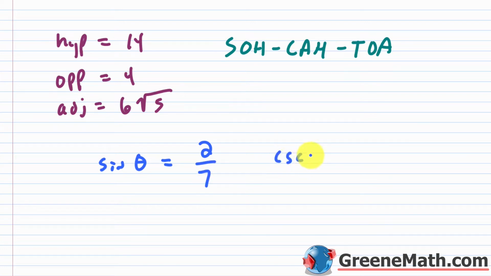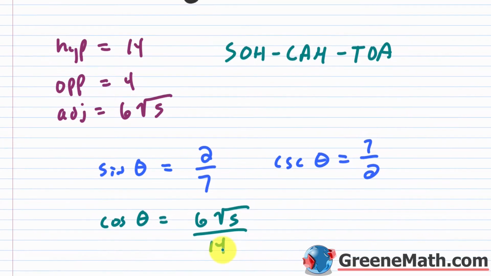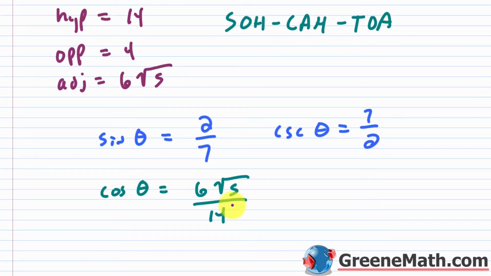Then for your cosecant of theta, again, just take the reciprocal of this. It's 7/2. Again, in that case, it's the hypotenuse over the opposite. Now, you go to your C, that's for cosine. So for the cosine of theta, this is going to be what? The A and then the H. So the adjacent over the hypotenuse. So you have 6 times square root of 5 over 14. And between the numerator and denominator, you have a common factor of 2. 6 divided by 2 is 3. 14 divided by 2 is 7.